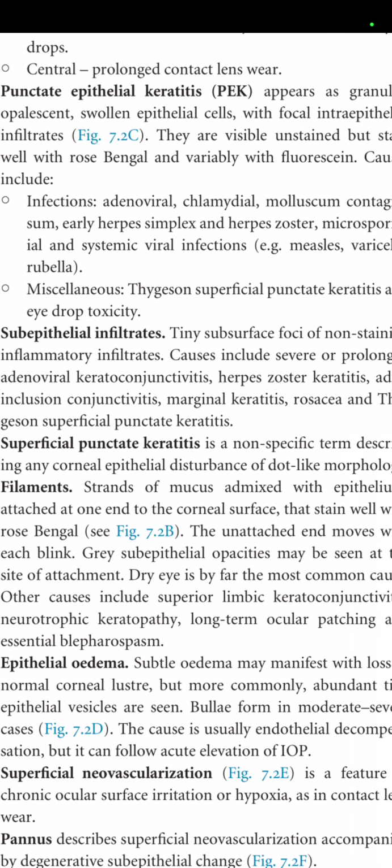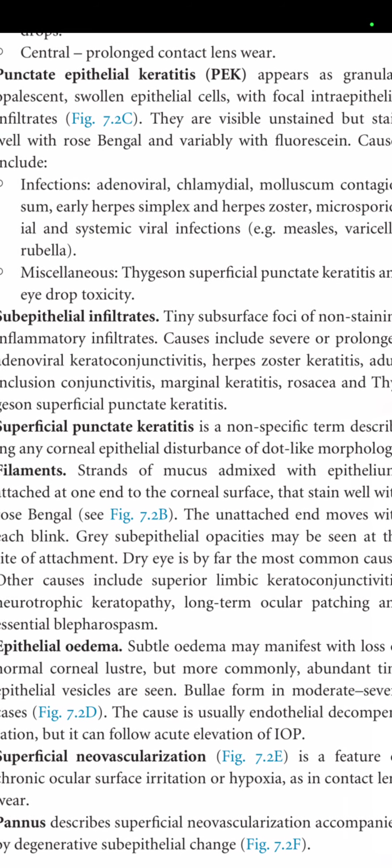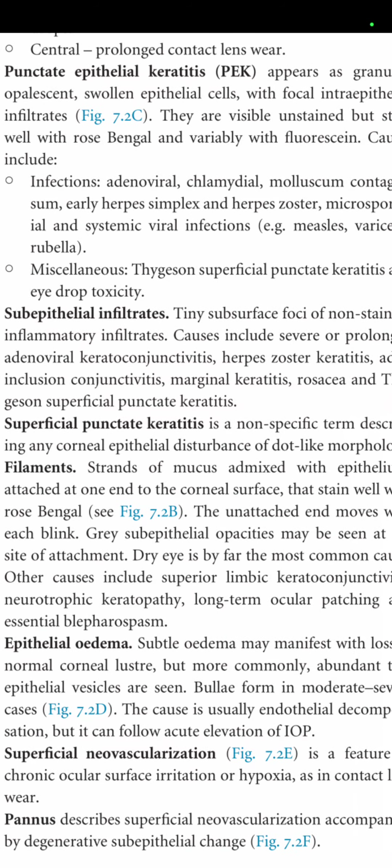So what you have to remember is that any disease can cause it, usually viral, and very important about the herpes zoster. And what is it? Basically, it causes the subepithelial infiltration. So this is the epithelium, this is the endothelium side of the cornea. So subepithelial, there are the infiltration.